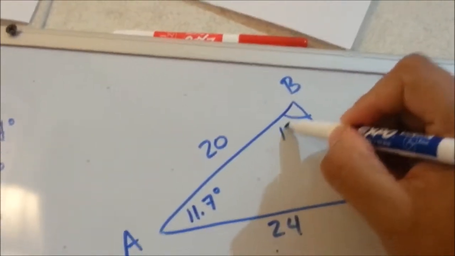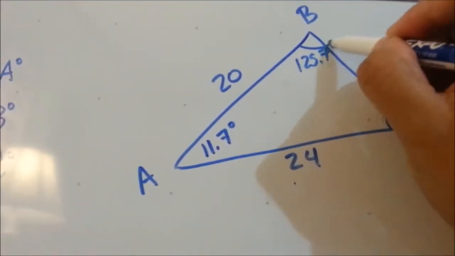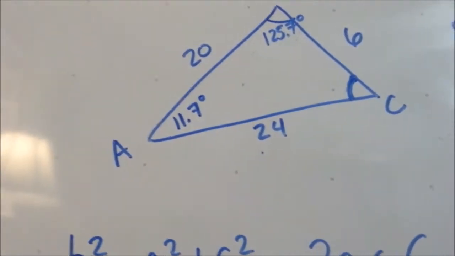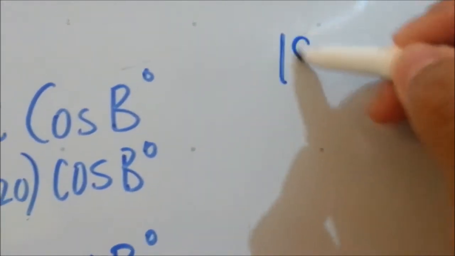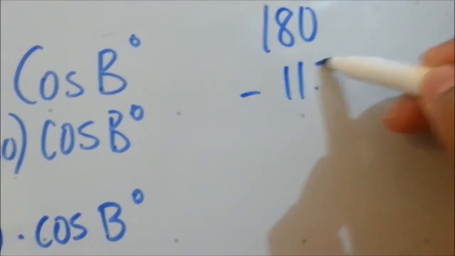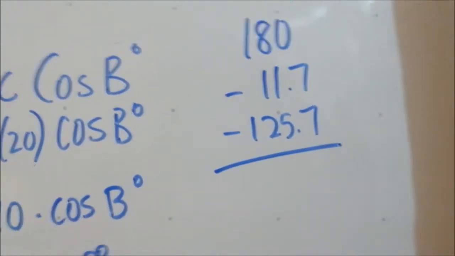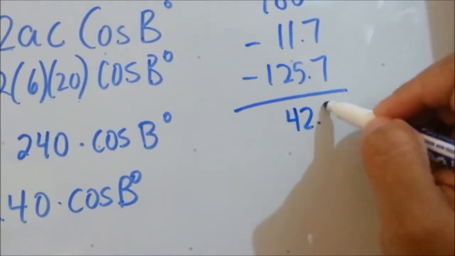So B is 125.7. Now to find the last one, we just subtract everything from 180. So over here, 180 minus 11.7 minus 125.7 gives us 42.6.